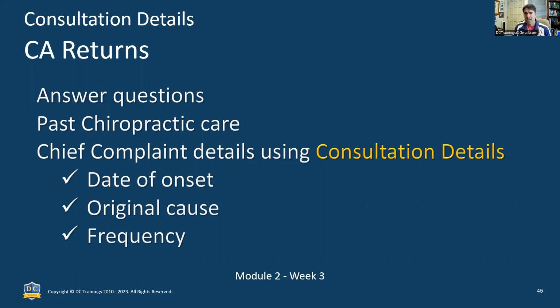Specifically, we want to know the date of onset, we want to know the original cause, and we want to know the frequency. Now, date of onset is an interesting one, because oftentimes when somebody comes in with some type of back pain, my initial question would be, how long has this been going on? And they'll say, well, it's been 2 weeks, or it's been a week, or it's been 3 days, and it's really bothering me. And so I had to do something about it, and here I am.